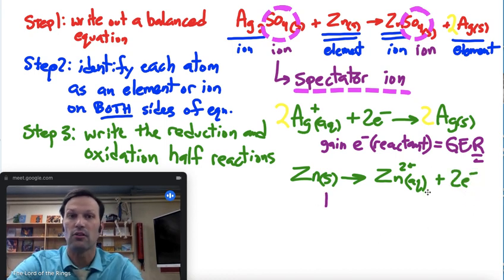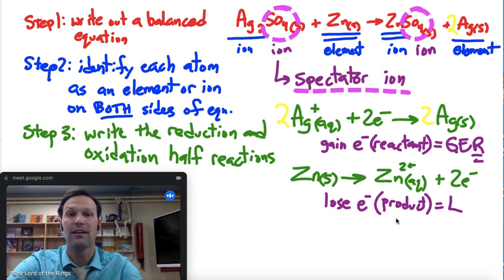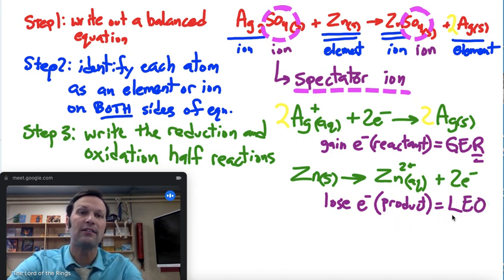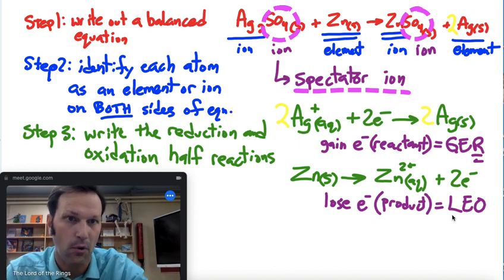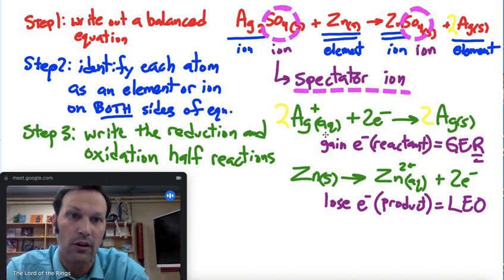It's all balanced, it's all great. It loses electrons, that means LEO, that's oxidation. Now I want to point out a little geographical hint for you. If in your half reaction, you're gaining electrons, or sorry, let me rephrase that.